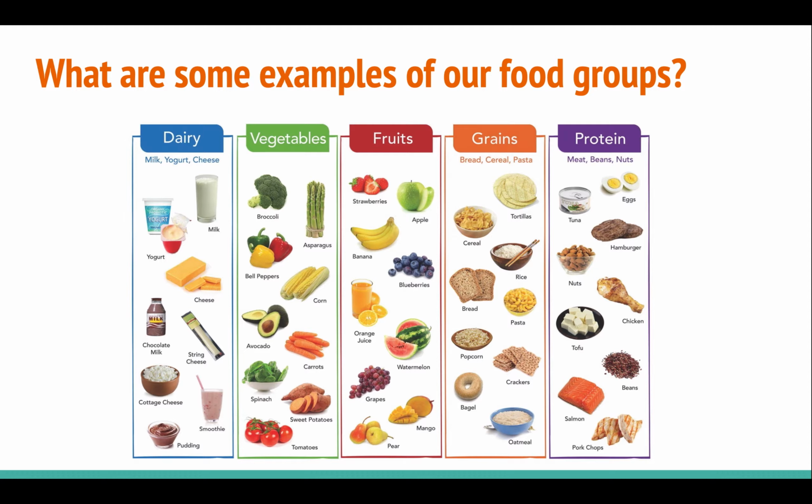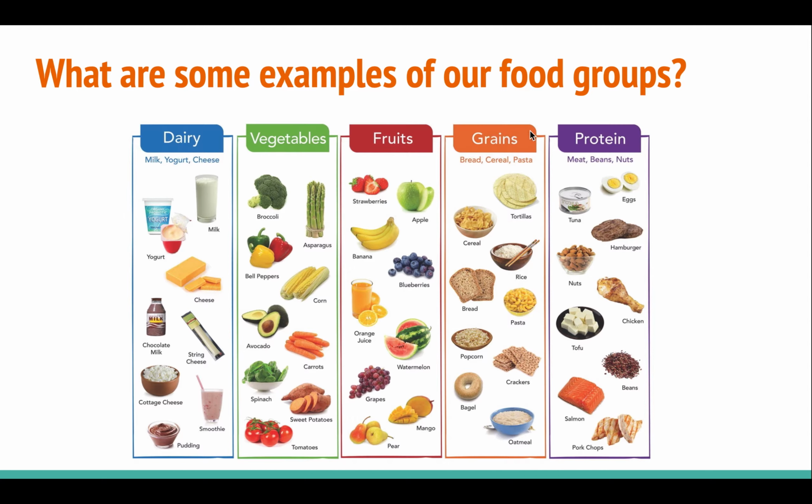So some other examples: strawberries, apples, bananas, blueberries, orange juice, watermelon, grapes, mango, and pears. And these are just a few of them. Maybe the one that you said at the beginning that was your favorite isn't even listed here because there are so many fruits and vegetables that exist and they all are so great for our bodies.